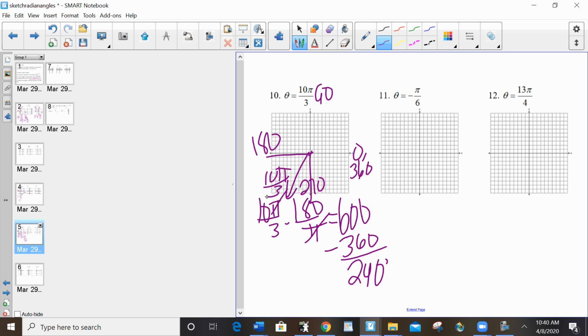Why don't you try 11 on your own? Again, your first step is to convert to degrees. I want you to try number 11 on your own.